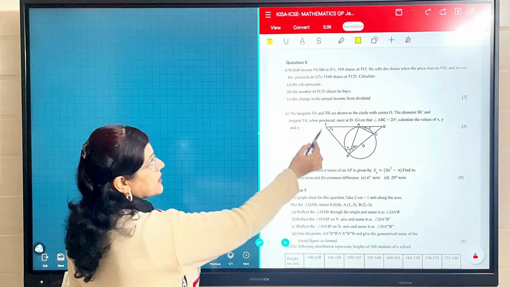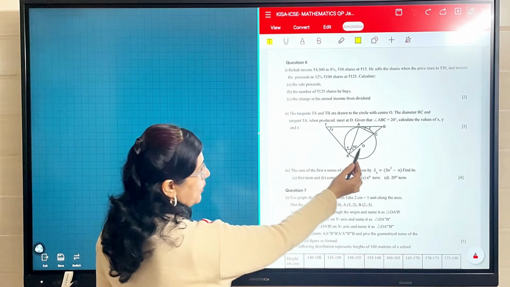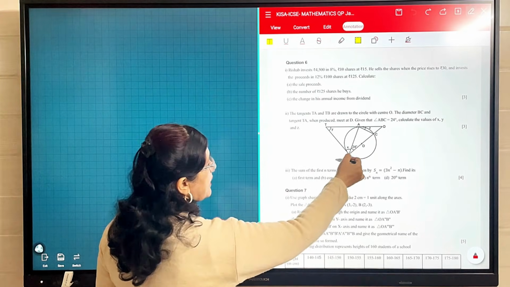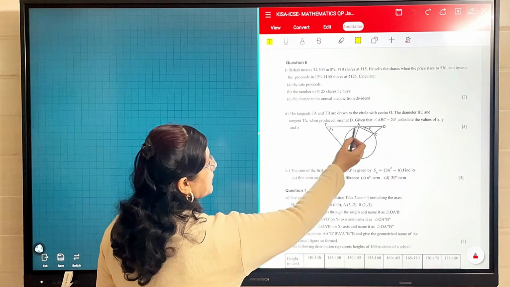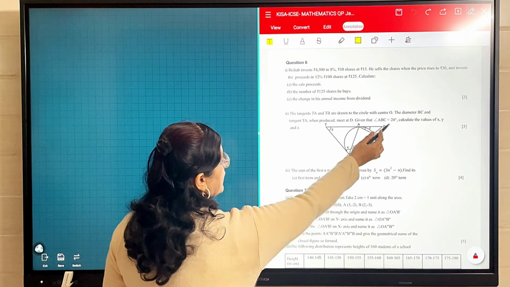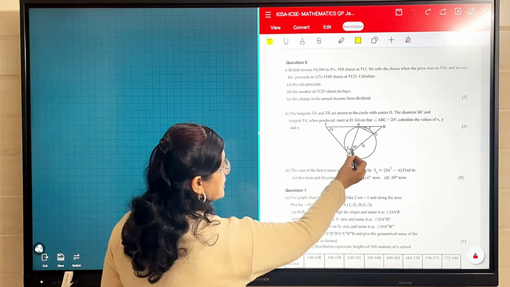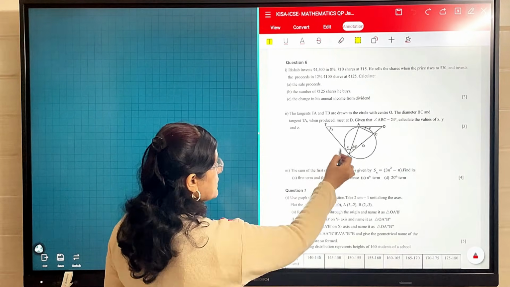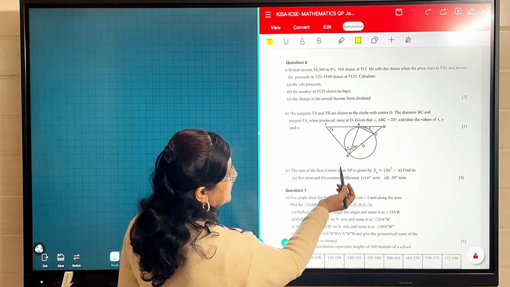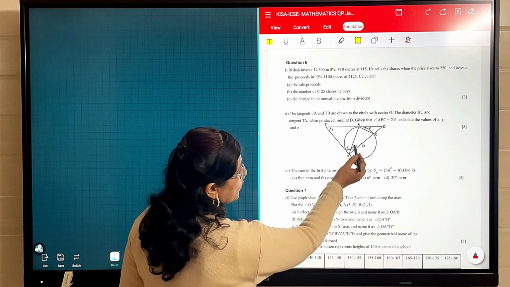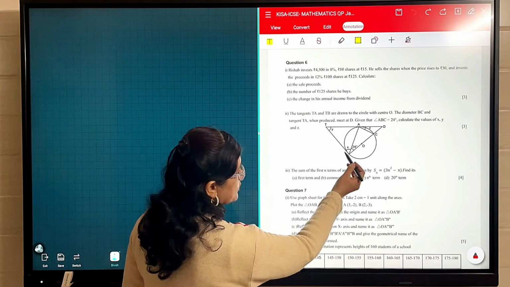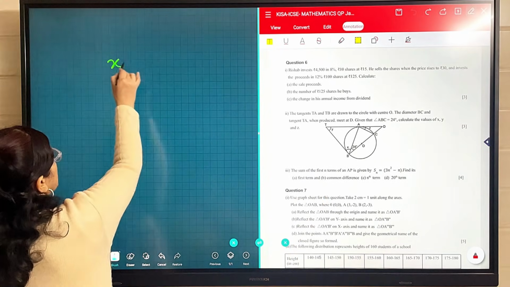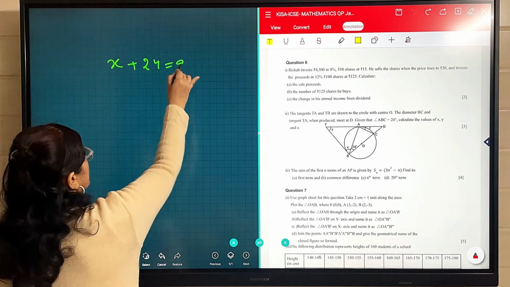In the second part, tangents TA and TB are drawn to the circle with center O, the diameter BC and tangent TA when produced meet at point D. Given that angle ABC is 24 degrees, calculate the value of X and Y. We have to give these values. So first of all, for this X, as we know, this is the radius and this is the tangent, so the angle between the radius and the tangent is always 90 degrees. So X plus 24 is equal to 90 degrees.